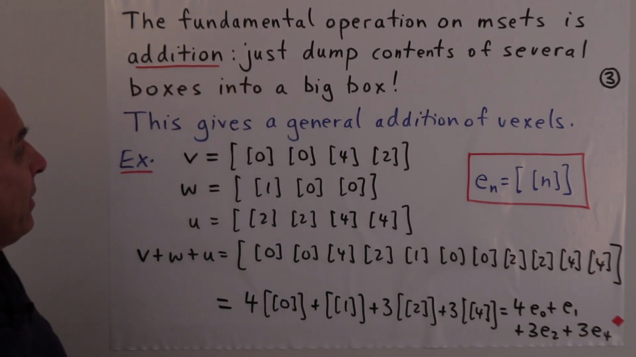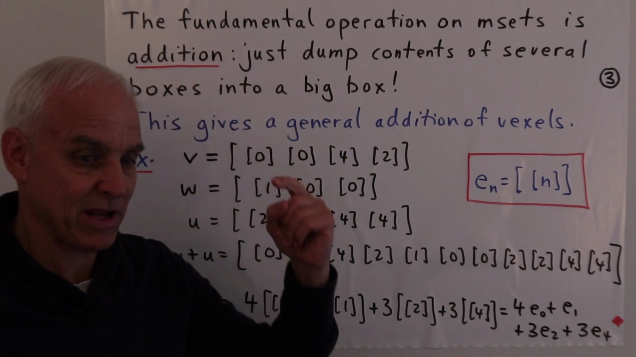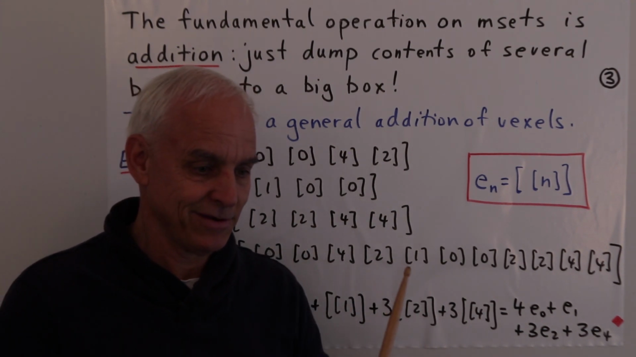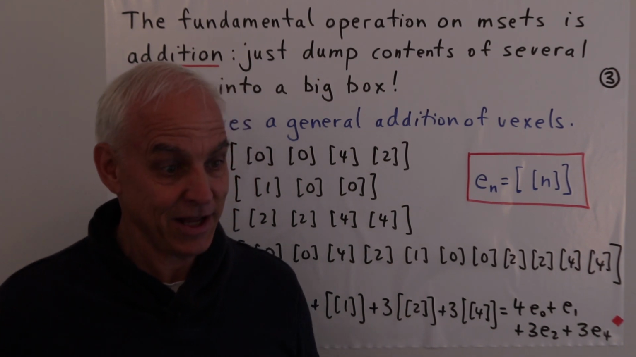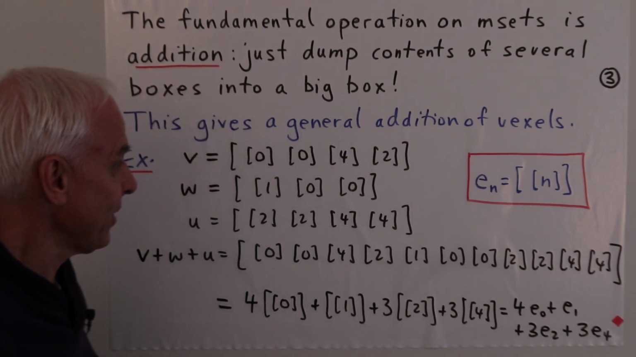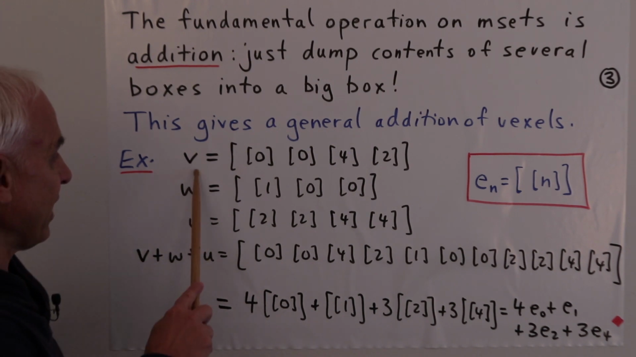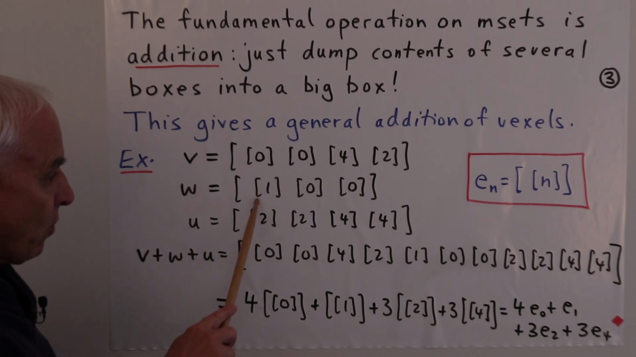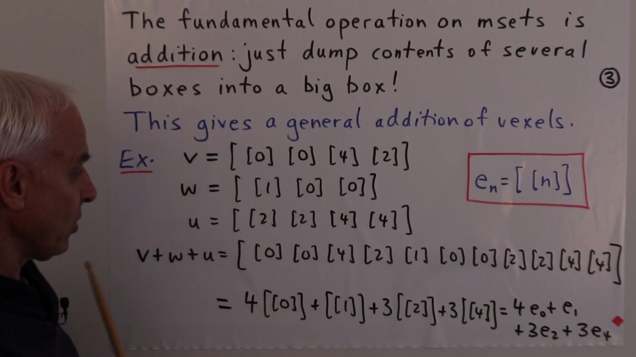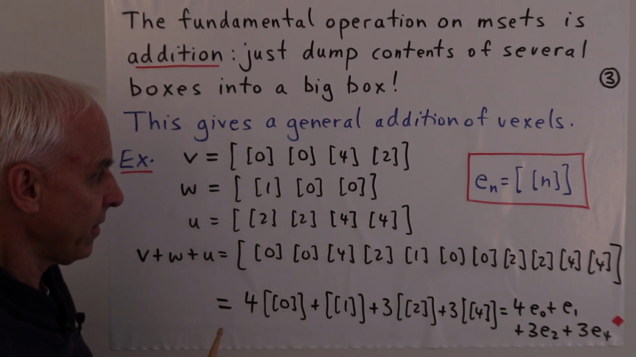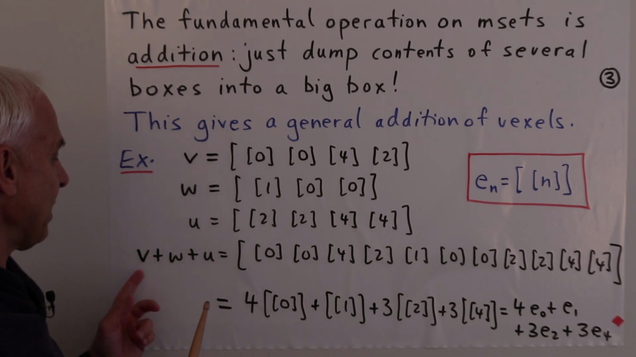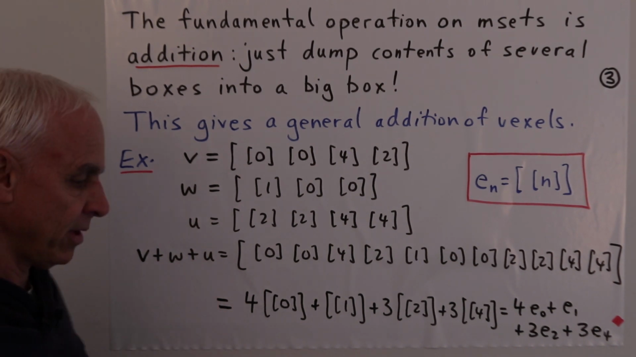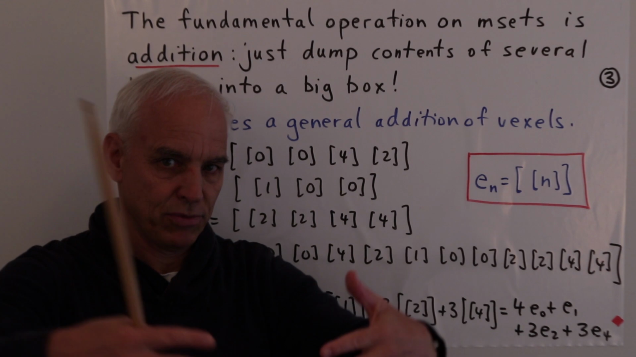So in particular, we can add vexels, because vexels are multisets of singletons, and if we add multisets of singletons, we're going to get other multisets of singletons. For example, here's a vexel V containing the singletons 0, 0, 4, and 2. Here's another one, W, containing 1, 0, 0, and another one, U, containing 2, 2, 4, and 4. So we could add up all of these three. V plus W plus U. We take V, W, and U, we just put them all in the big box.